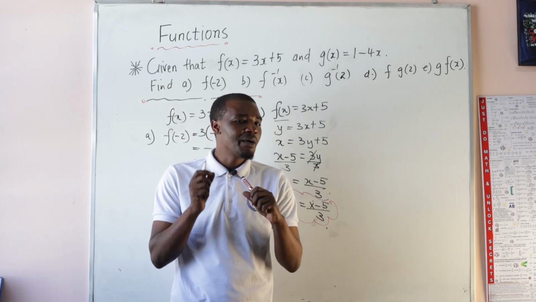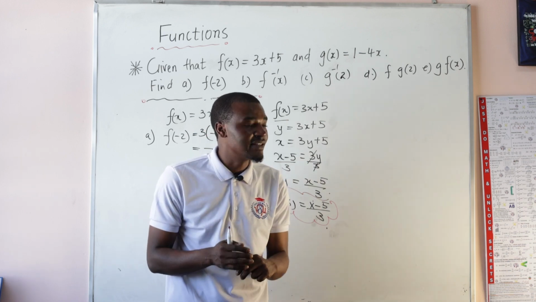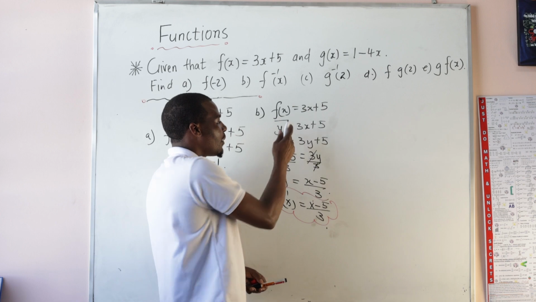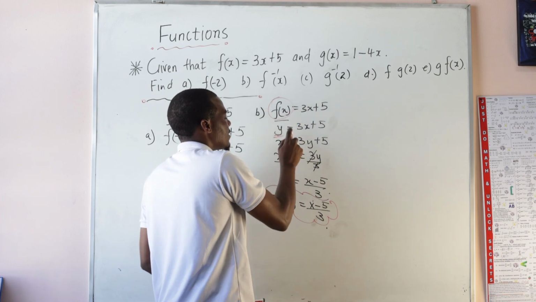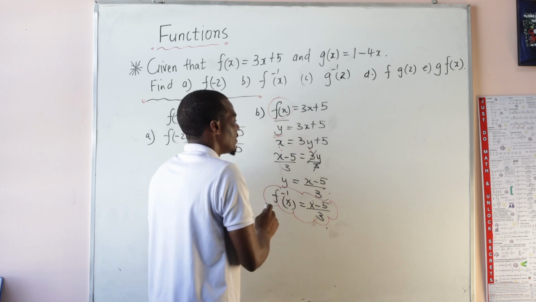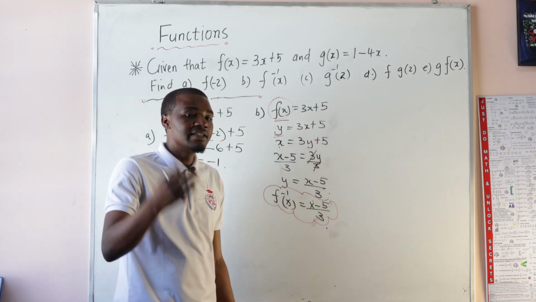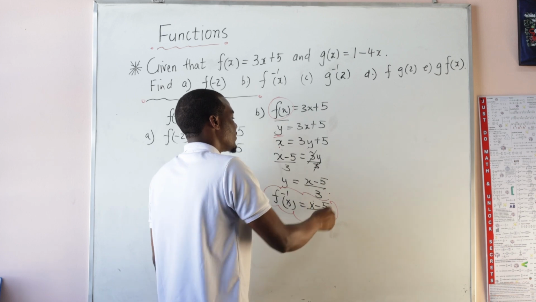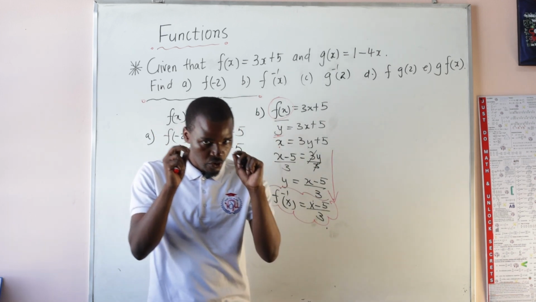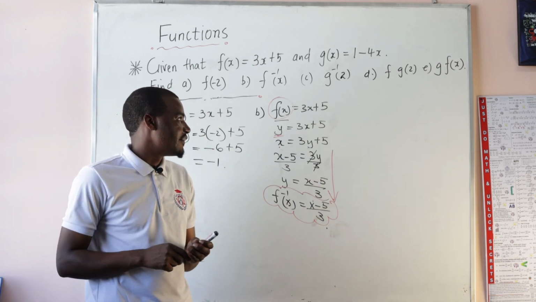That's how we calculate the inverse of a given function. Let me reiterate this. This is very important. If you want to find the inverse of a function, step number 1, write f of x as y is equal to. Then step number 2, interchange the variables. Wherever there's y, write x. Wherever there's x, write y. Then step number 3, make y the subject of the formula, like I did here to arrive at this particular solution. So yes, that's how we calculate the inverse of a given function.